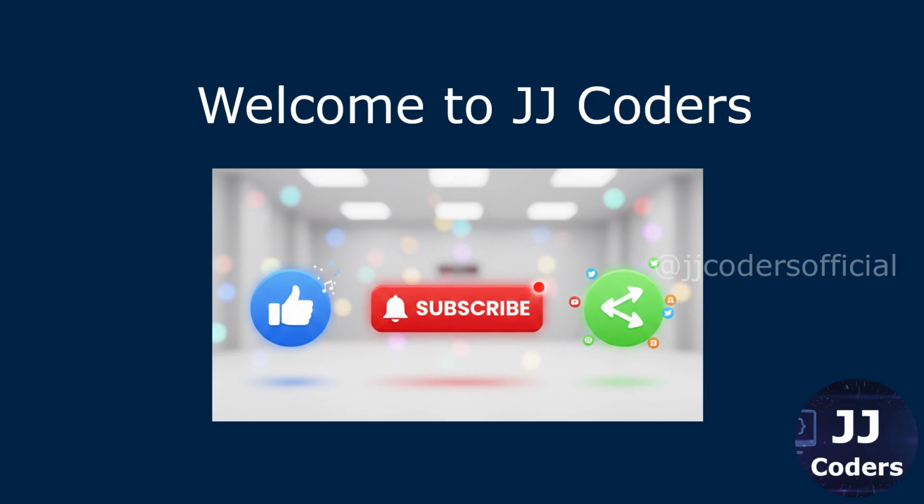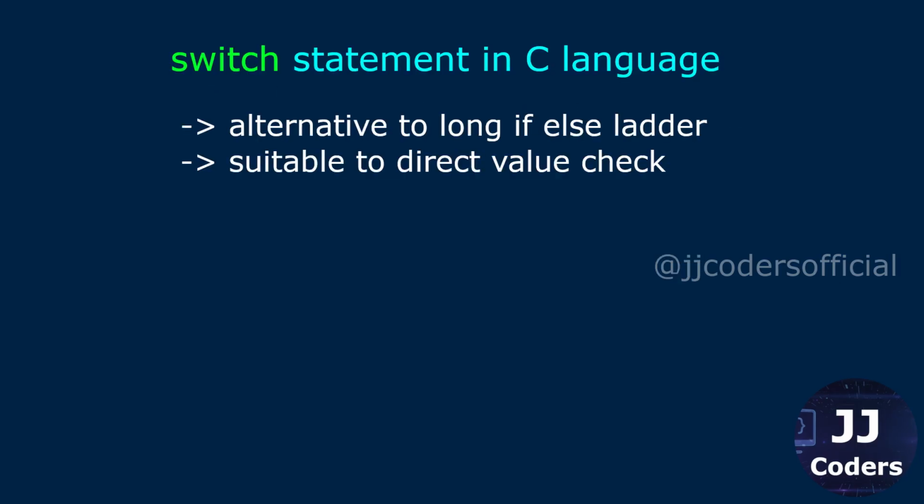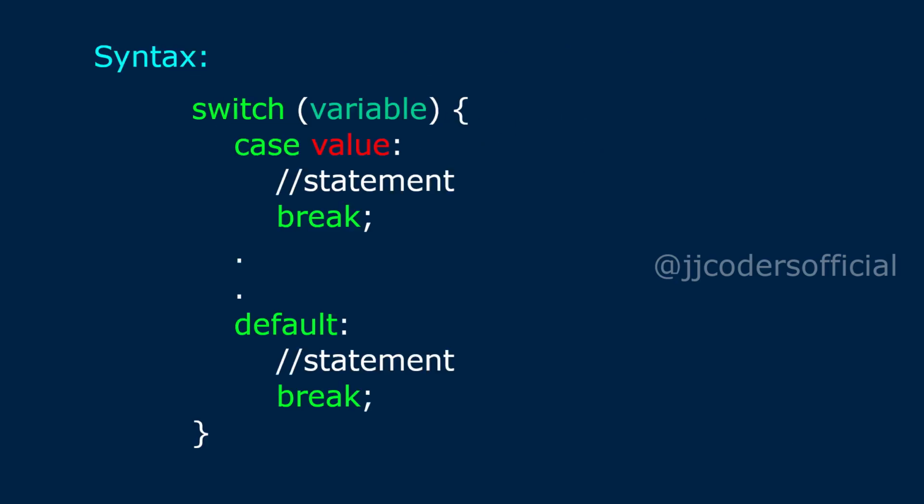In this video, we will learn about what is switch statement in C language and how to use it. Switch is alternative to long if-else statement in C programming, but it is only suitable to check the direct values. The syntax of the switch statement includes four main keywords: switch, case, break, and default.